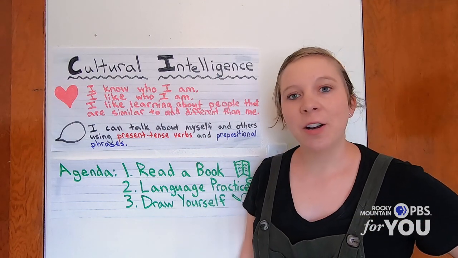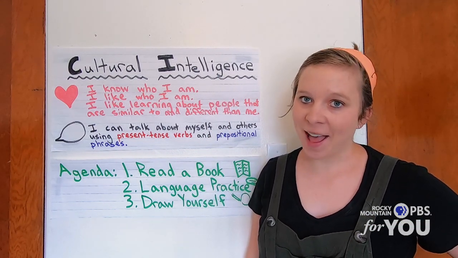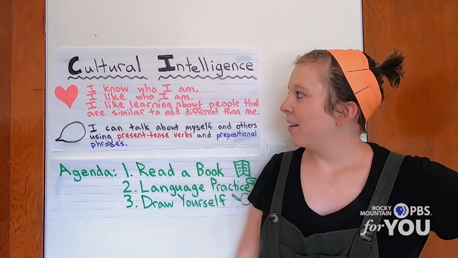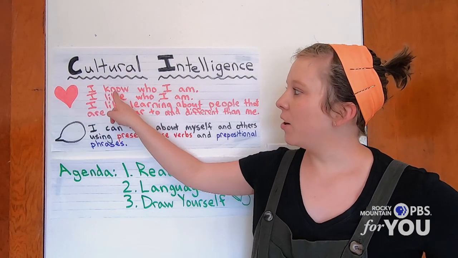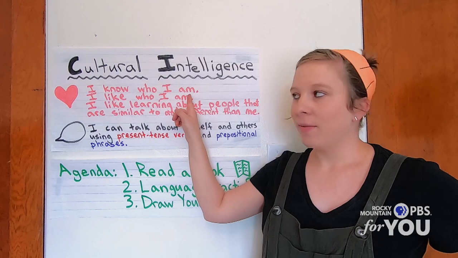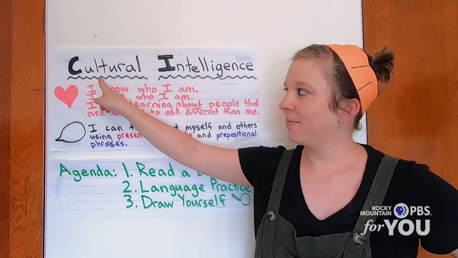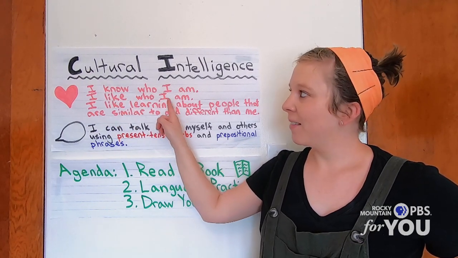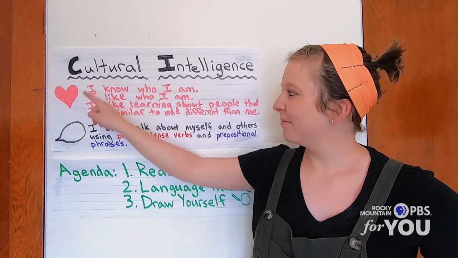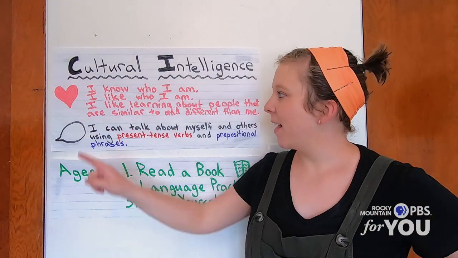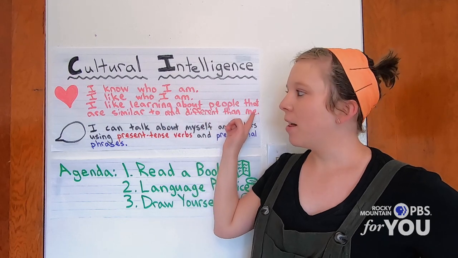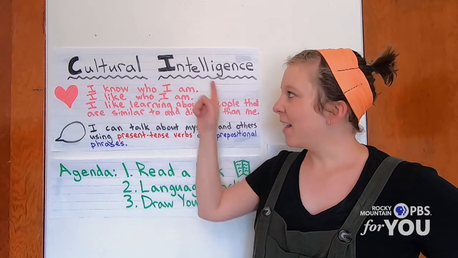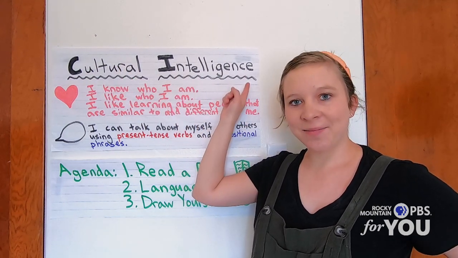So let's talk about some of our goals for today, and I want to do that by first talking about some goals for our hearts. First, I know who I am. That's about our culture. Next, I like who I am. Again, that's about our culture. The last heart goal is, I like learning about people that are similar to and different than me. That's about having cultural intelligence.